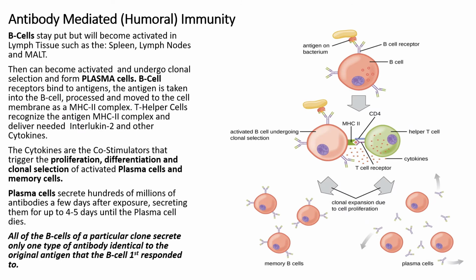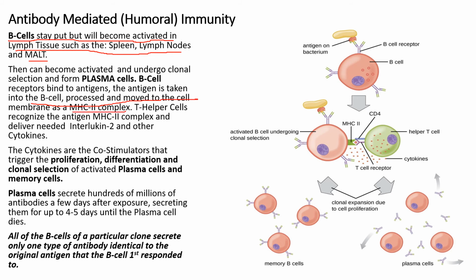So let's talk about humoral or antibody mediated immunity. So this is when we start talking about B cells, and they usually stay put where they're at, and then they're activated in the lymph tissue, such as the spleen, lymph nodes, or mucus-associated lymphatic tissue of the GI tract or wherever. Then they can become activated and undergo clonal selection. And of course, just like the T cells, they're going to make a whole bunch of new clones of the B cells, right? And first of all, the antigen is taken into the B cell, processed, and moved to the cell membrane as an MHC2 complex.